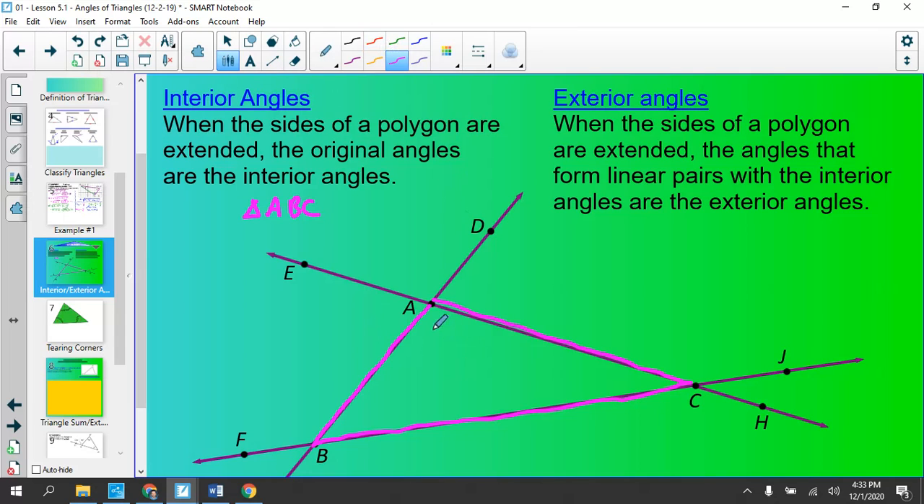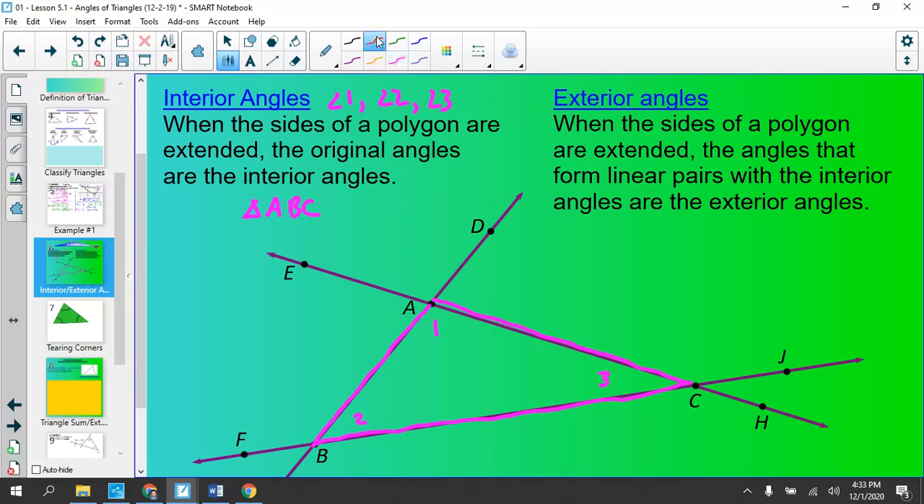And I guess they're hopefully what you would think, on the inside of the triangle, right? The original angles of the triangle. So let's just number them. Triangle angle 1, angle 2, and angle 3. Those would be my interior angles. Okay, angle 1, angle 2, and angle 3.